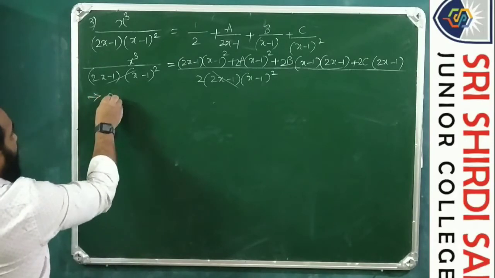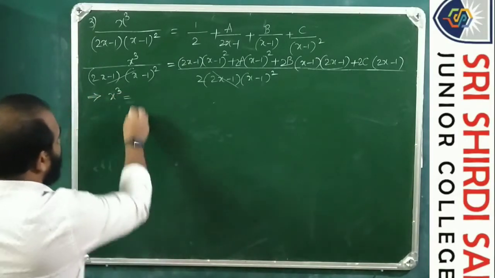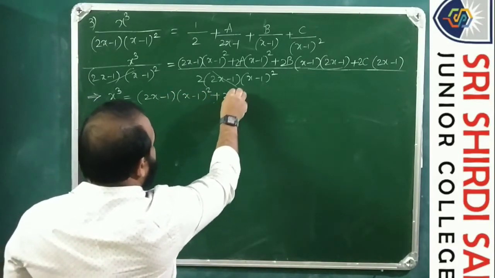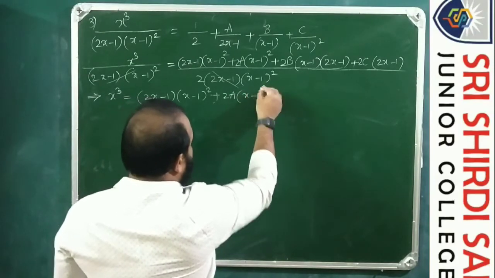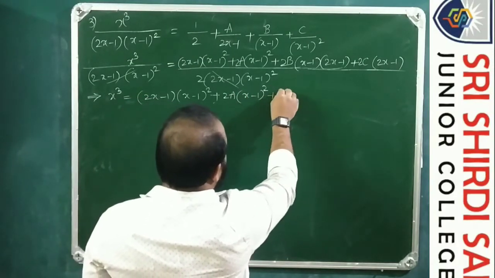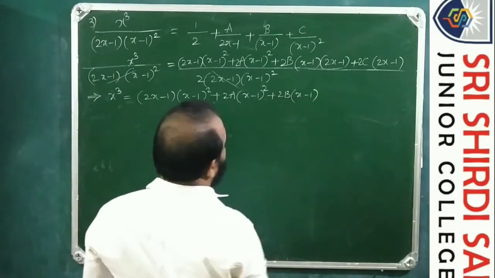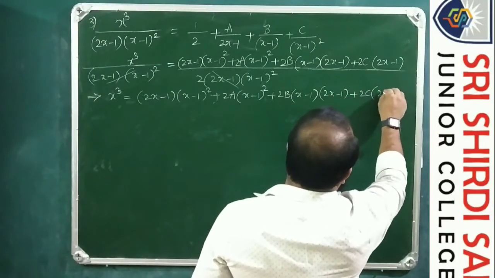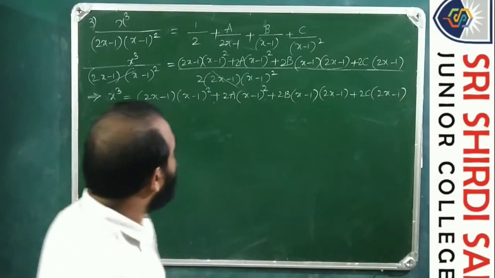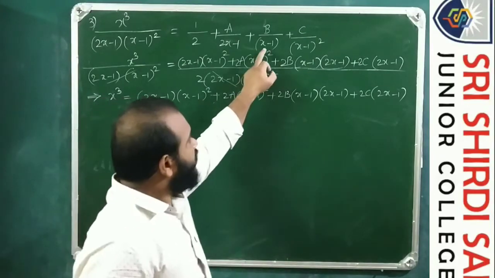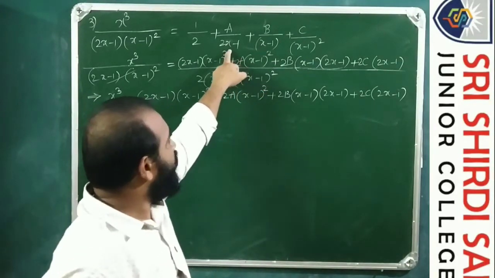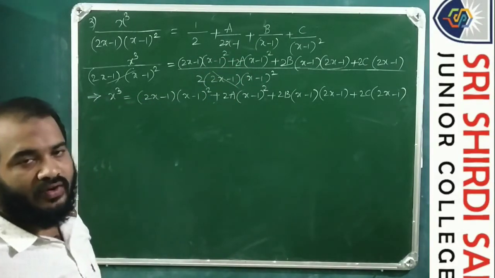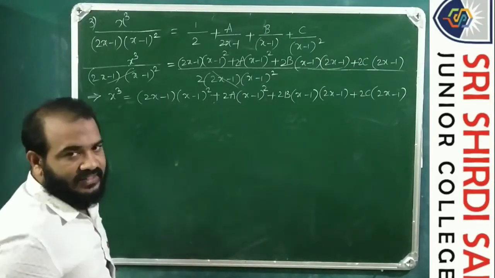So this implies x cube is equals to 2x minus 1 into x minus 1 whole square plus 2a into x minus 1 whole square plus 2b into x minus 1 into 2x minus 1 plus 2c into 2x minus 1. So here x minus 1 equals to 0, x equals to 1, 2x minus 1 equals to 0, 2x equals to 1, x equals to half. So x equals to half and x equals to 1 are going to be substituted for x.